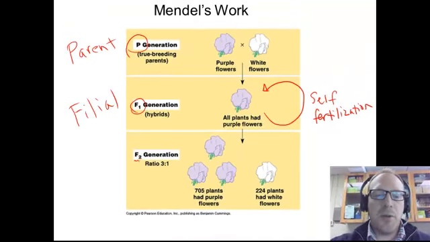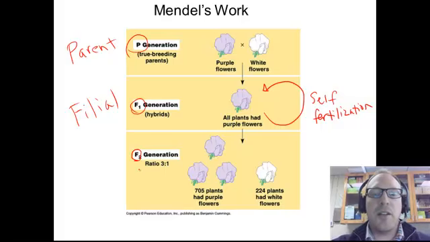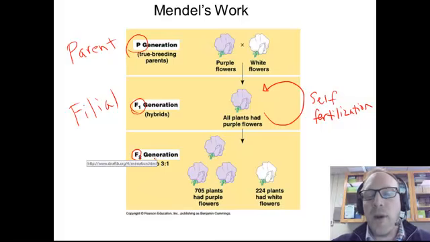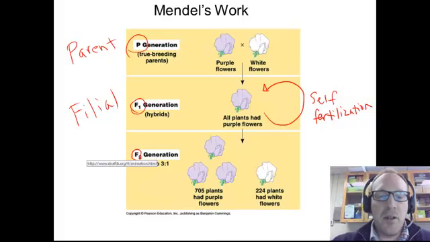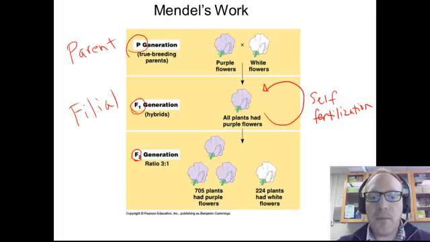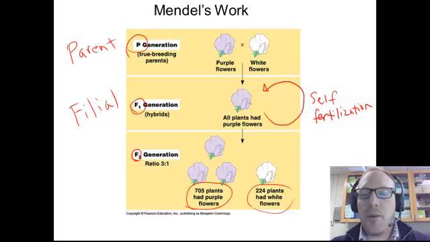In the next generation, which we're going to call the F2 generation, let's make sure we understand what this means. So if the P generation is generation 1, the F1 generation is actually generation 2, the F2 generation is generation 3. So think of it like grandparents, parents, grandchildren. All right? Hopefully that helps you. But anyway, in the second filial, or the F2 generation, the result was that he got some purple plants and some white plants. Now remember, this is purple plants self-fertilizing.